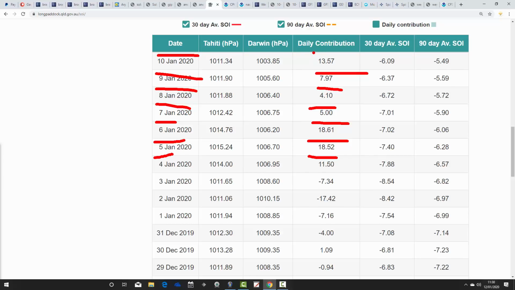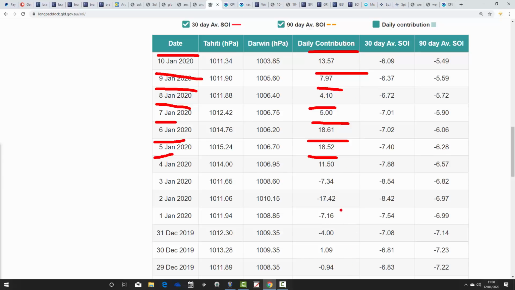And then the 10th of January, interestingly, hasn't been updated since. They're normally very, very quick to update this, but for some reason they haven't updated it, whether there's been some sort of holiday or something going on in Australia, I'm not sure. But anyway, up to the 10th of January, as far as we go, is +13.57. These are all preliminary numbers, but they don't tend to change all that much.